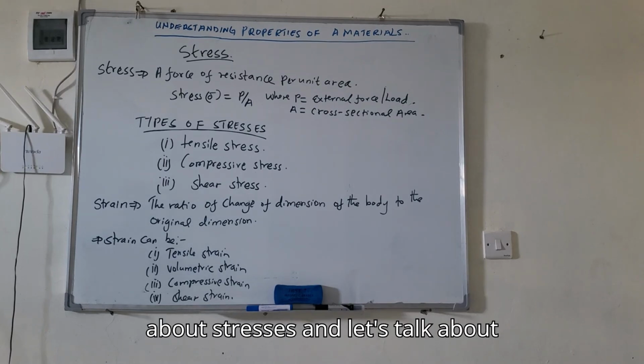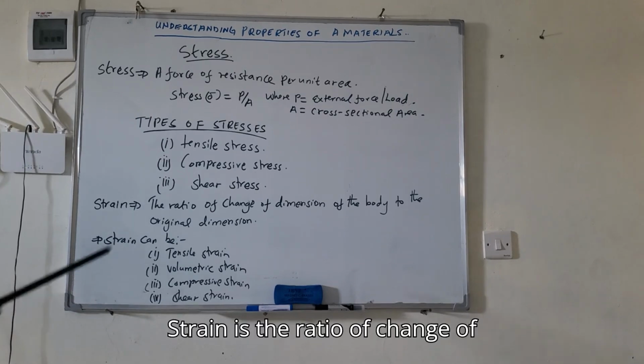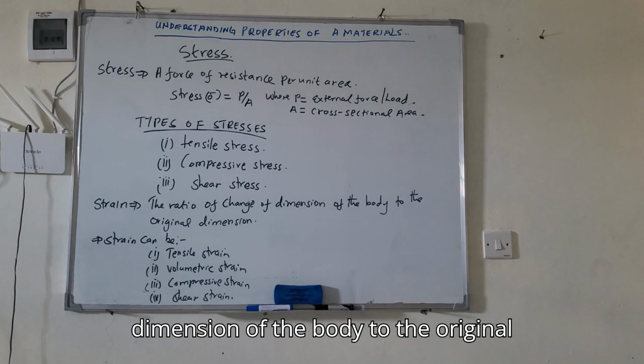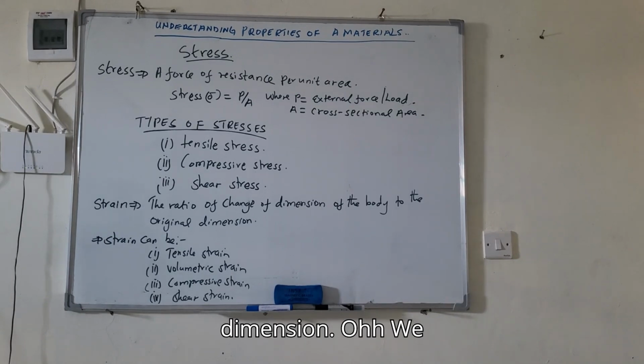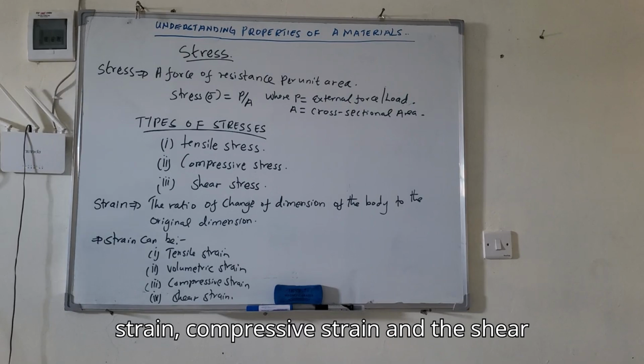So that is all about stresses. And let's talk about strain. What is strain? Strain is the ratio of change of dimension of the body to the original dimension. We have different types of strain. You have the tensile strain, volumetric strain, compressive strain, and the shear strain.